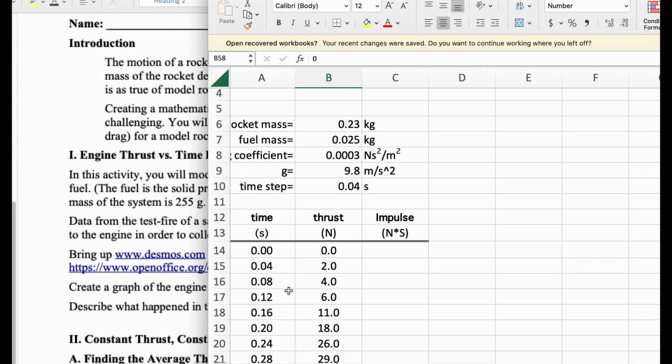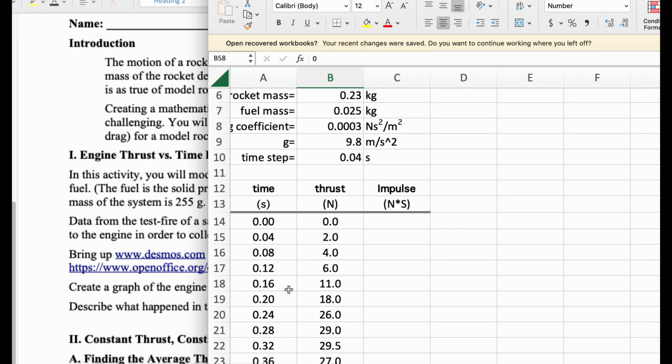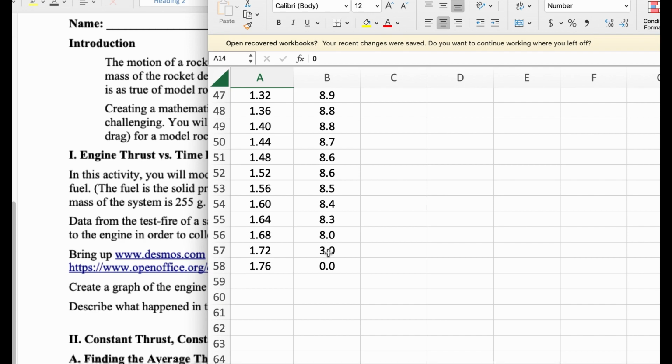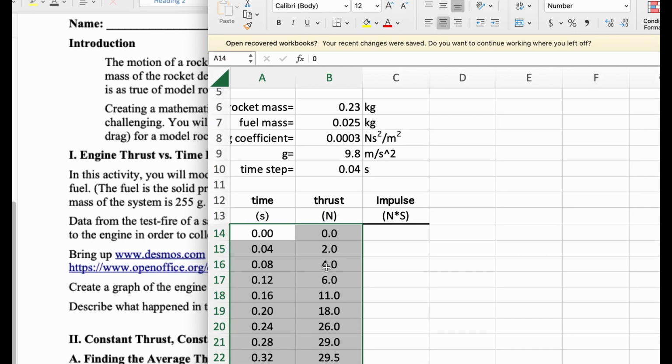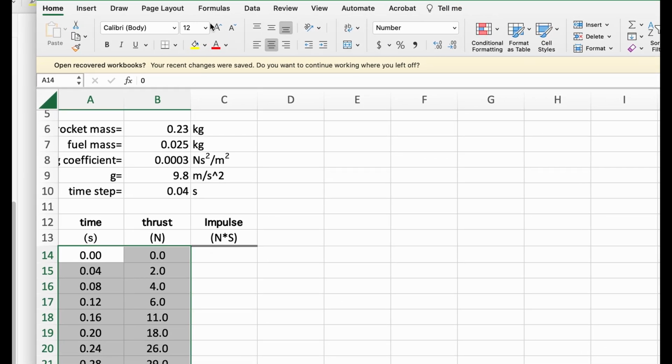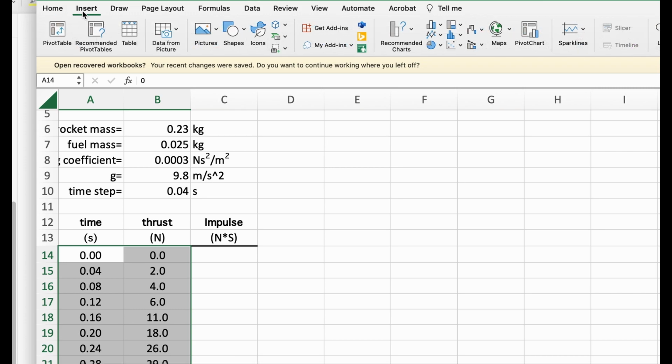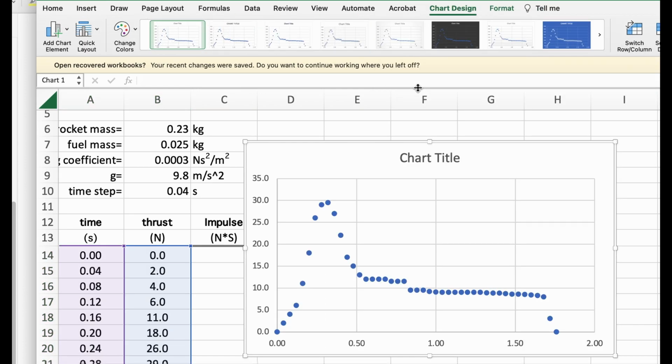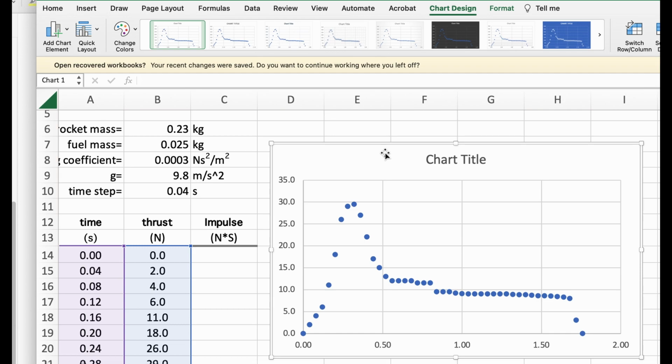All right, now we can graph this force versus time if we want. We could select both the time and the thrust. Now we should be able to insert a scatter plot here. If we just do insert, you can click on right here, XY scatter. And there we get a nice picture of the force. As we can see, the force is quite variable.